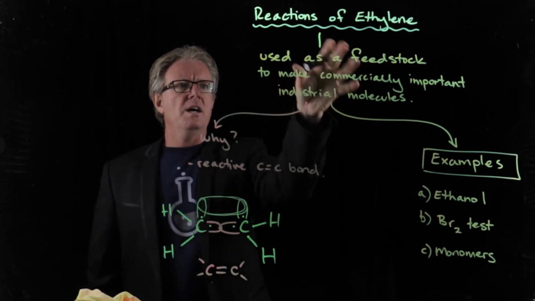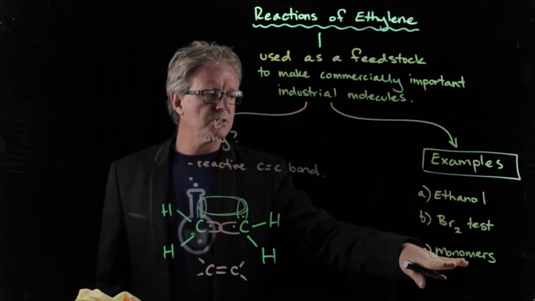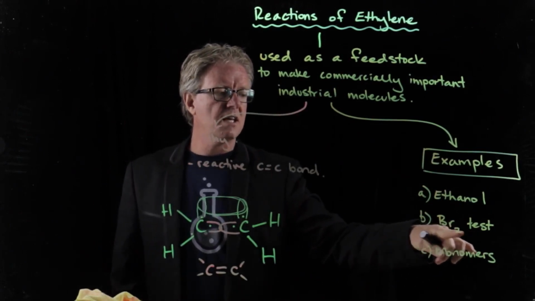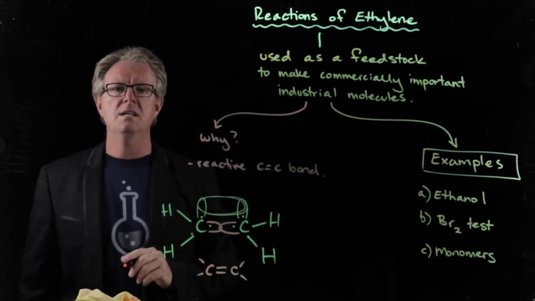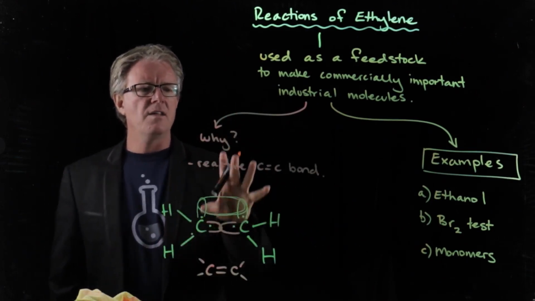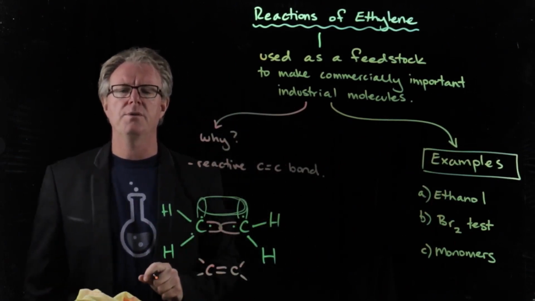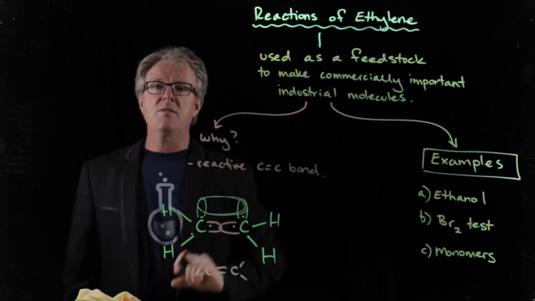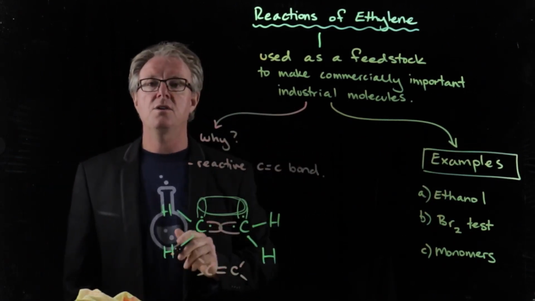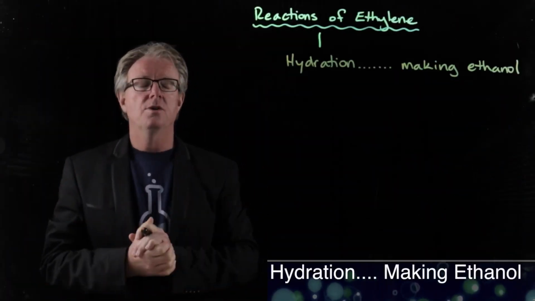Okay, so ethylene is used as a feedstock to make ethanol, to make monomers, and to do this test called the bromine test, which helps distinguish between alkanes and alkenes. And the reason it does all that is because it has a reactive double bond. Make sure you get that down, and we're going to check out ethanol and how we make it. Okay, the first one, making ethanol.